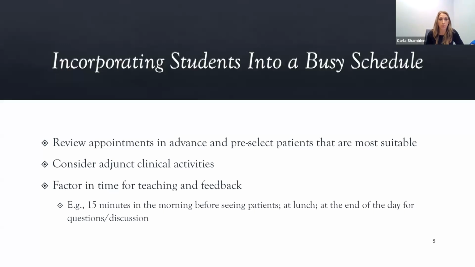Again, this is really important. Maybe tell the students, I think it's easier for me to discuss with you or give you some feedback about how yesterday went tomorrow morning, right before we start seeing patients again for the day. Or maybe it's at the end of the week, we'll go over highlights of things that I thought you did really well, or some things I'd like you to work on before next week. So I think finding time and factoring that in is important when you are thinking about how you're going to incorporate a student into your schedule.